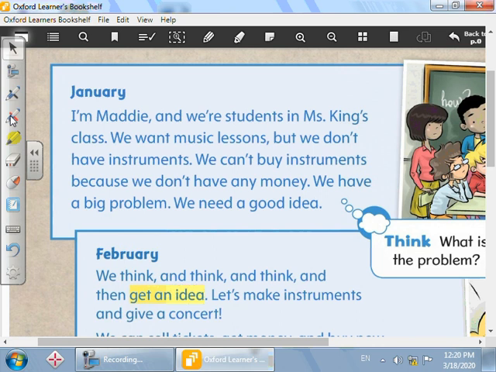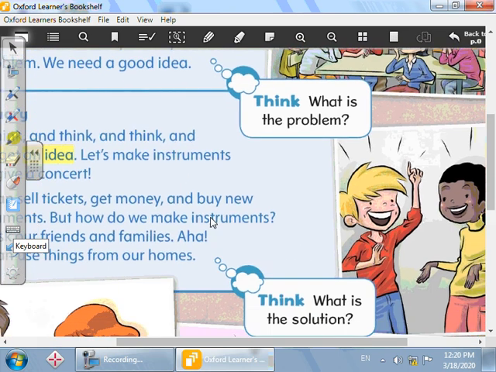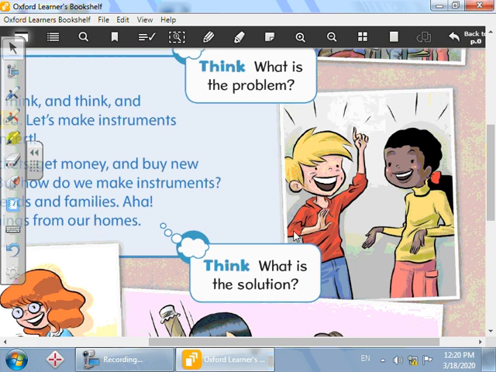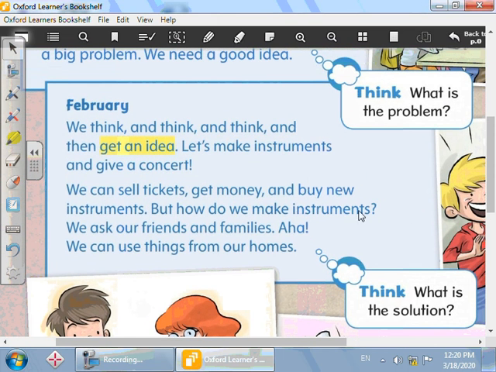Super. Now, look at the second picture. It seems that Maddie got a nice and smart idea. Let's see what's the story. Now raise your finger, put it down, and point at the first word in the second paragraph, February.